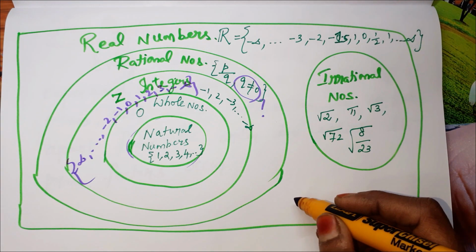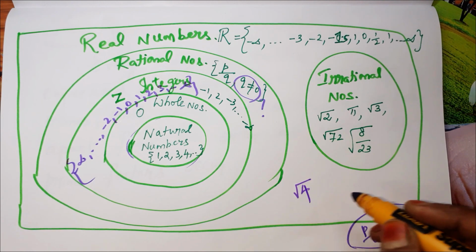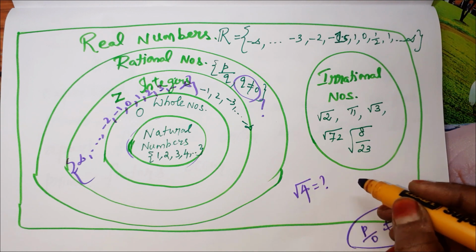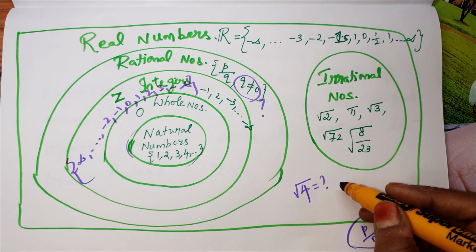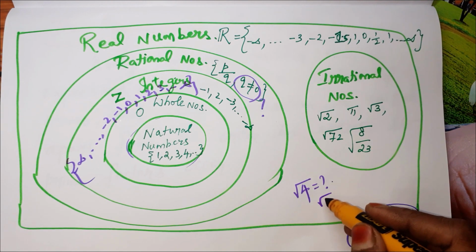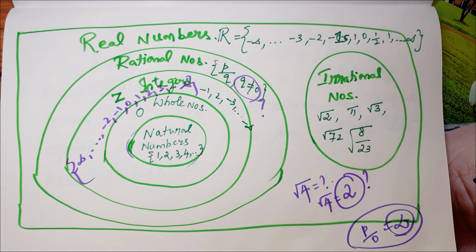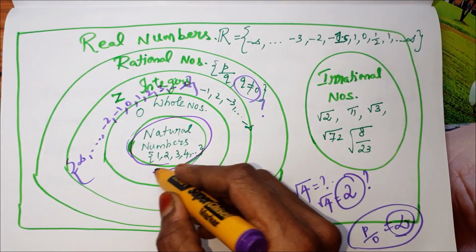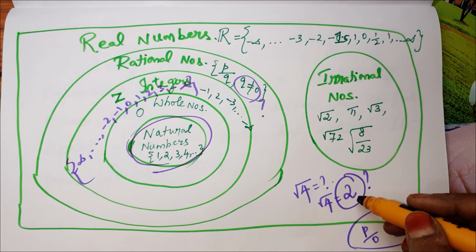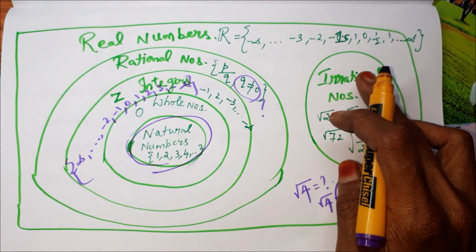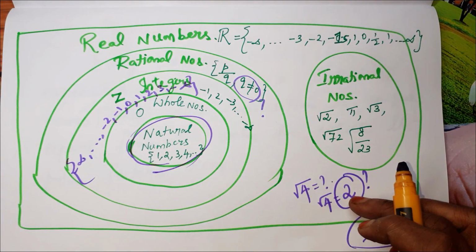Can you tell me whether root 4 is an irrational number? Is it an irrational number or not? No, because root 4 is equal to 2. What number is it? It is a natural number. So it is not an irrational number. It is a rational number.